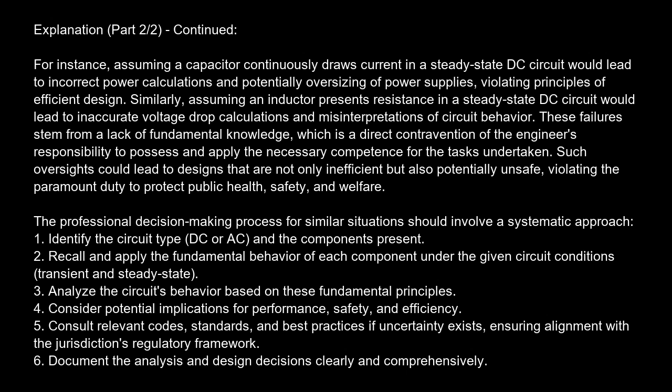The professional decision-making process for similar situations should involve a systematic approach. 1. Identify the circuit type, DC or AC, and the components present. 2. Recall and apply the fundamental behavior of each component under the given circuit conditions, transient and steady state. 3. Analyze the circuit's behavior based on these fundamental principles. 4. Consider potential implications for performance, safety, and efficiency. 5. Consult relevant codes, standards, and best practices if uncertainty exists, ensuring alignment with the jurisdiction's regulatory framework. 6. Document the analysis and design decisions clearly and comprehensively.